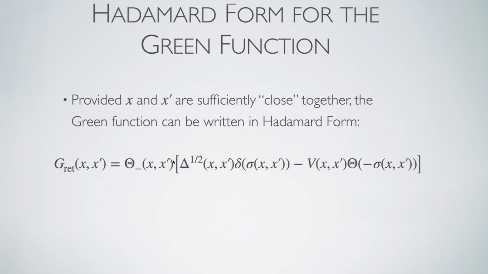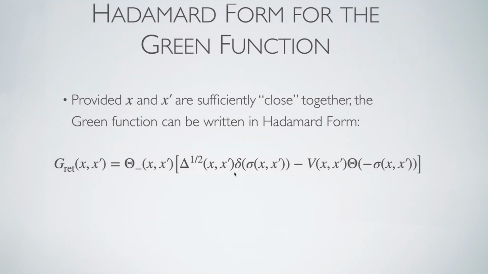There's this piece here, and the important bit you want to read out of it is this delta of sigma. Sigma is 0 when the distance between two points is 0, in other words, when they're connected by a null geodesic. So this delta function has non-zero support only on the light cone. So this represents propagation along null geodesics of the scalar field, for example.